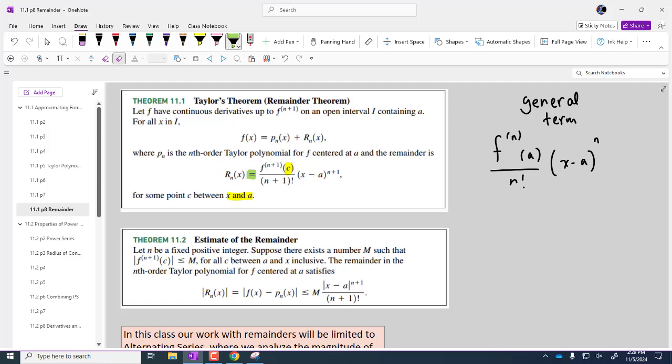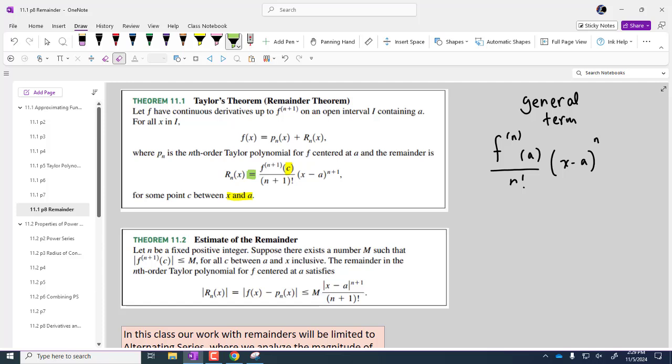This is a purely academic statement here. We cannot find the c. But we can approximate it. But we cannot find the c exactly. Why not? So with the alternating series, we said that the next term was an approximation of the remainder. Now we're saying the next term is the remainder if you plug in the right c value.